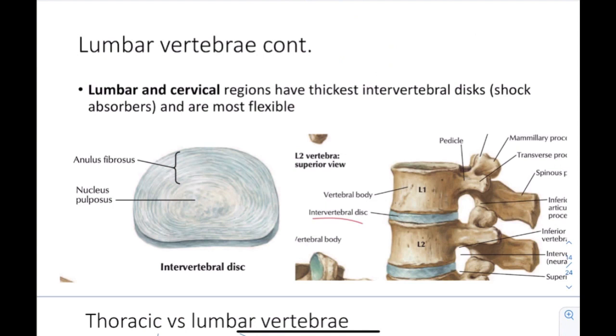Okay, so let's continue talking about the lumbar vertebrae. The lumbar and cervical regions of the spine have the thickest intervertebral discs. Right here, between the vertebral bodies, we have the intervertebral discs, which act as shock absorbers. They're basically fibrocartilage that absorbs your weight, so it prevents damage. They're thickest in the cervical and the lumbar regions, and are most flexible in these areas as well.